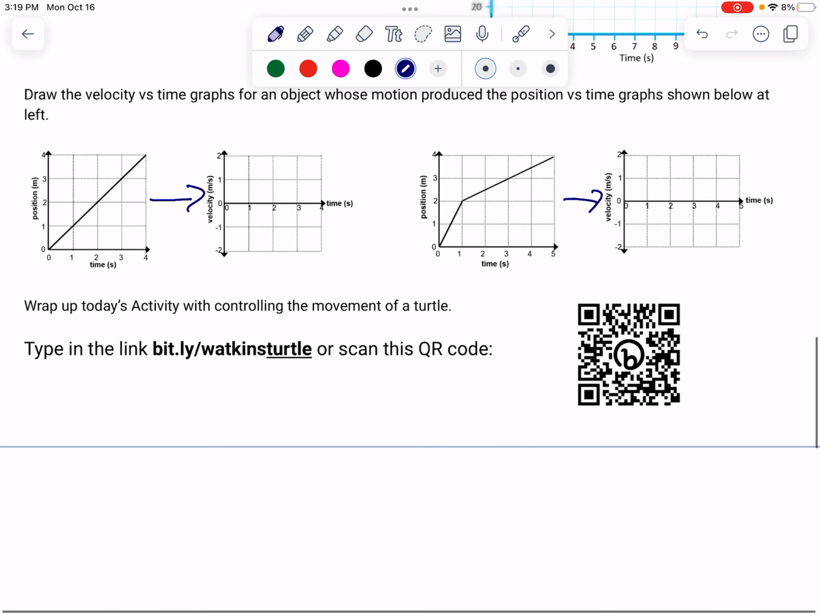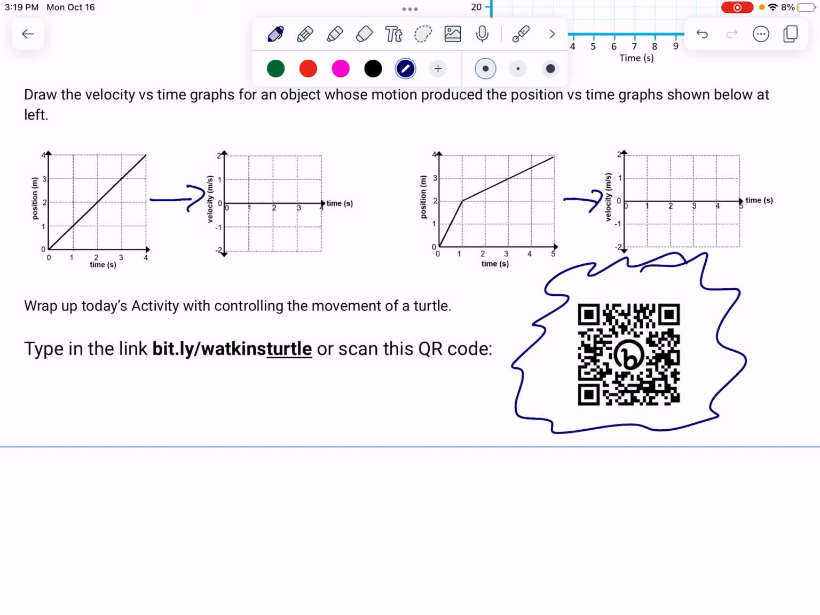For those of you guys who are just flying through this, I have kind of an activity that brings this all together here. There's a little QR code. It's an online activity. You can do this on any device. Go ahead, scan that, and that should take you to the end of our class time.